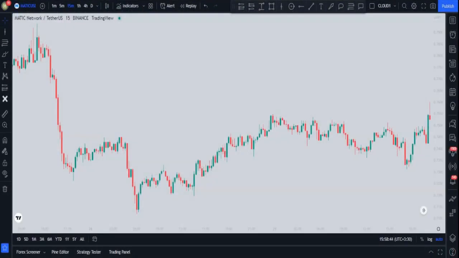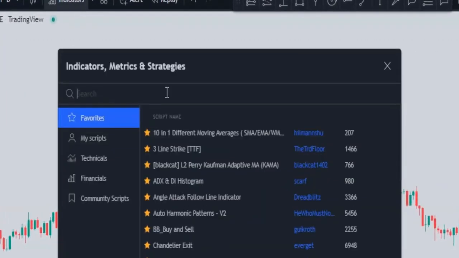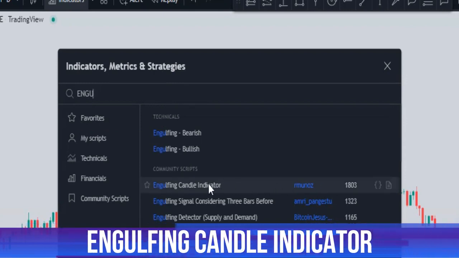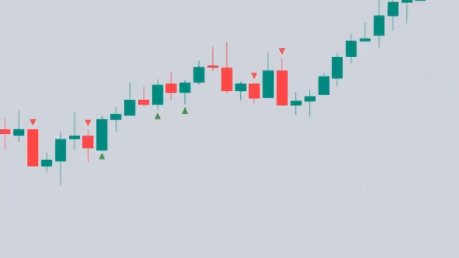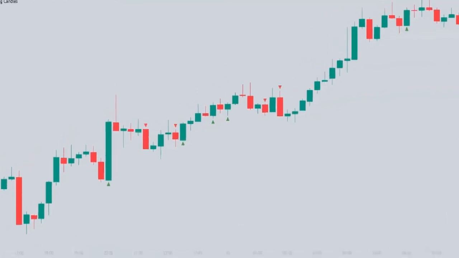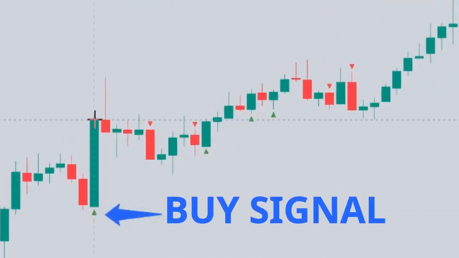The next step will be to click on the indicators tab and search for the first indicator, which is called engulfing candle indicator. Then you need to select this indicator. The indicator includes some green triangles and some red triangles. Whenever a green triangle appears below the candle, you can take a buy order, just like the example.